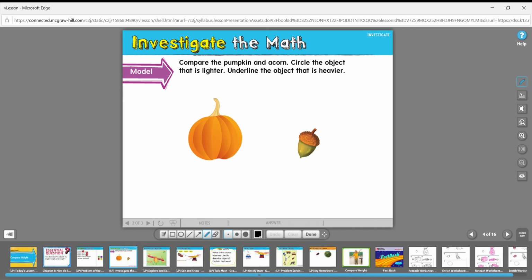Okay, so I think the acorn is lighter, so I'm going to circle it. Underline the object that is heavier. So if the acorn is lighter, then the pumpkin would be the heavier object. So I'm going to underline that. Okay, so I circled the object that was lighter and I underlined the object that was heavier.